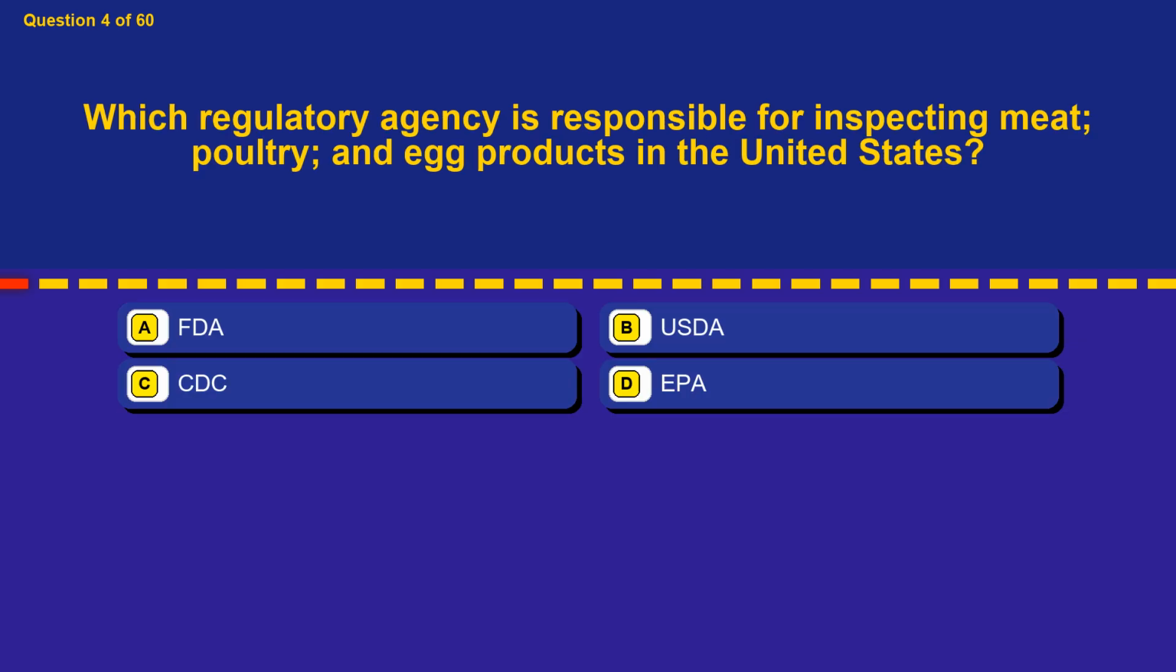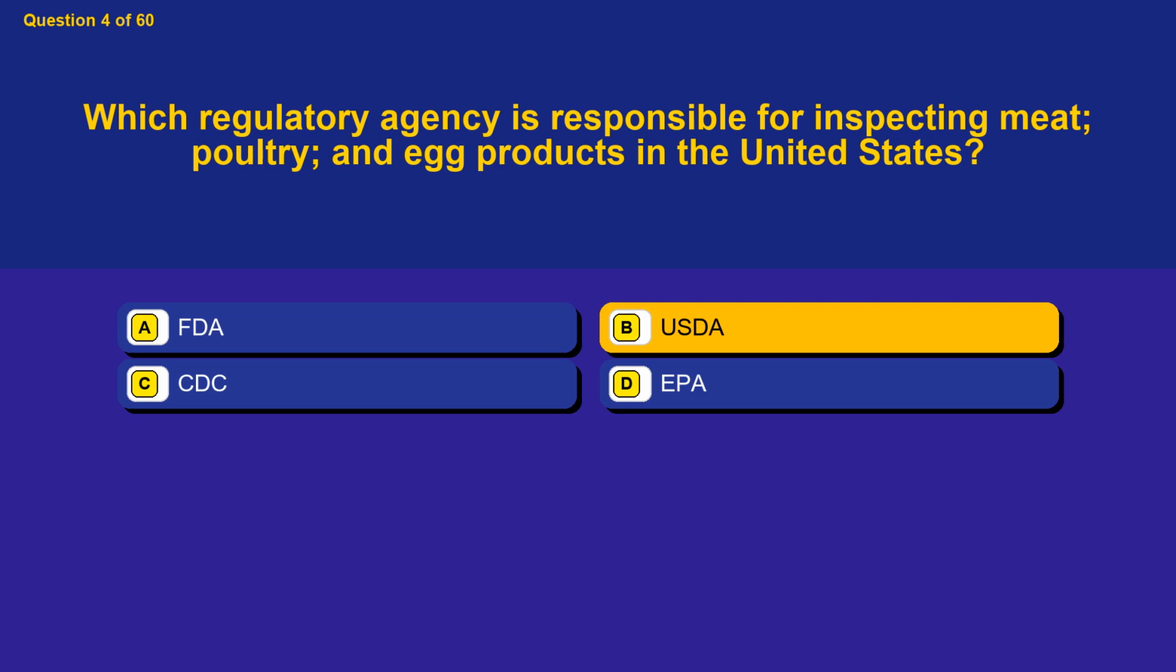Question 4. Which regulatory agency is responsible for inspecting meat, poultry, and egg products in the United States? Option A, FDA. Option B, USDA. Option C, CDC. Option D, EPA.